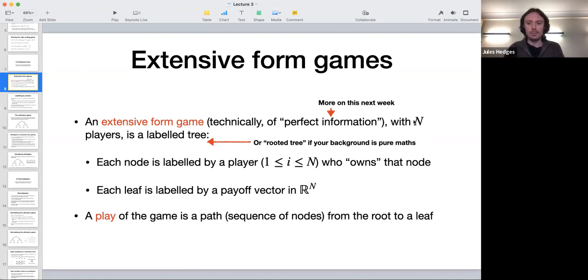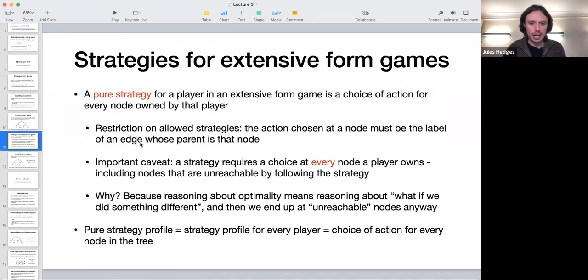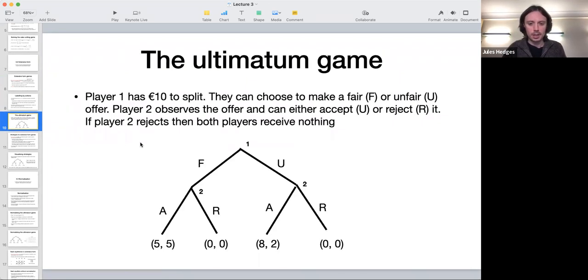So we have some number of players, which is fixed. We're going to say a tree consists of internal nodes, which I'll just call nodes, and then leaves. The picture you should have in your head is something like this. So the nodes are this, this, and this, and then the leaves are these four.